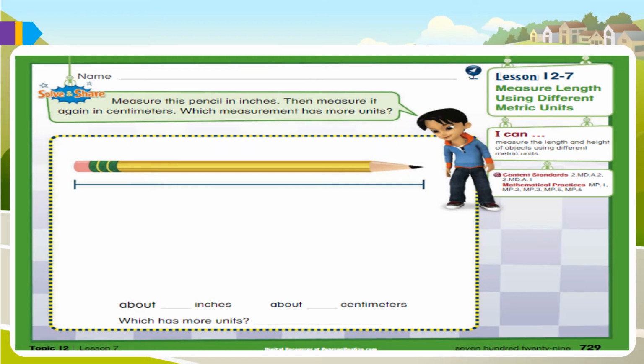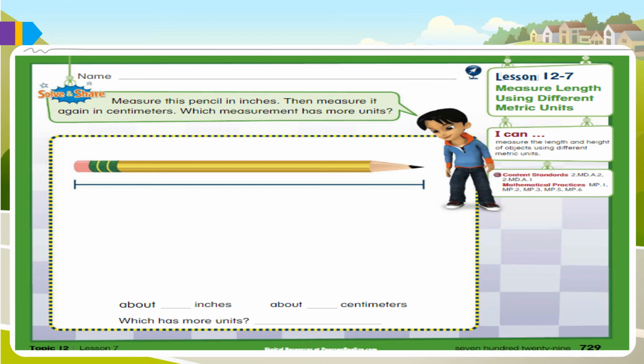Okay, now let's begin lesson 12.7, and we have a problem. Measure this pencil in inches, then measure it again in centimeters. Which measurement has more units? So just take your pencil and your ruler and measure your pencil using inches and then using centimeters, and fill in the blanks given on this page.